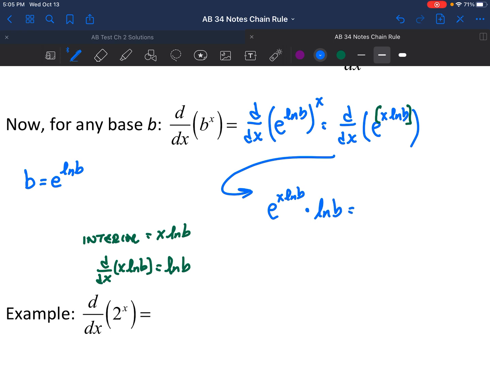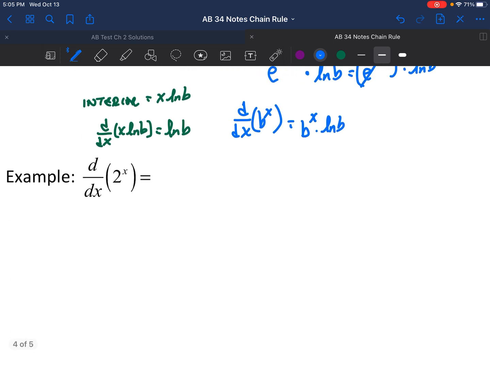Or, rearranging that, that is e to the ln b, to the x, multiplied by ln b. Or, all together, since those are inverses, b to the x ln b. So the derivative of any exponential base is equal to that exponential base multiplied by the natural log of the base. Let's see that as an example.